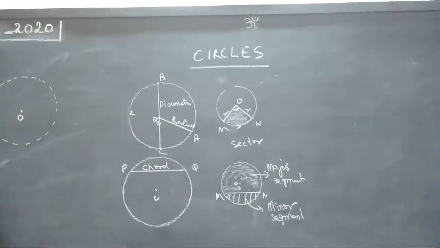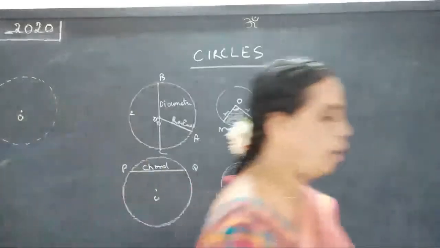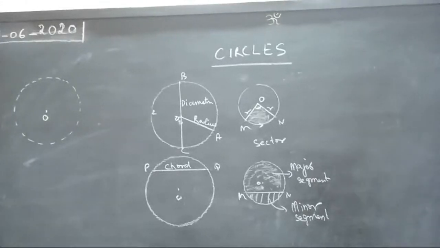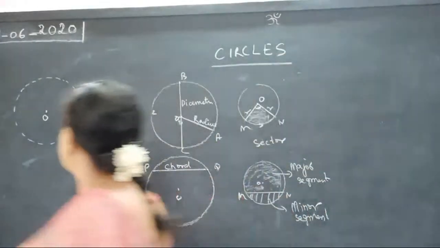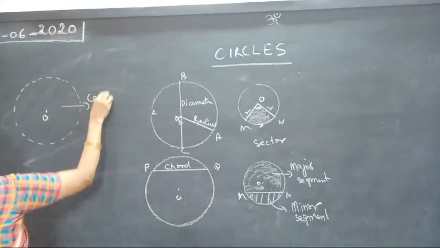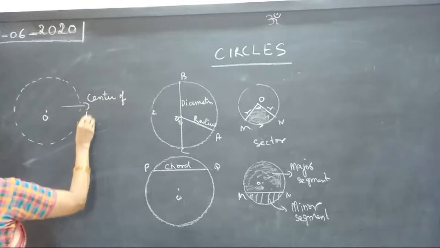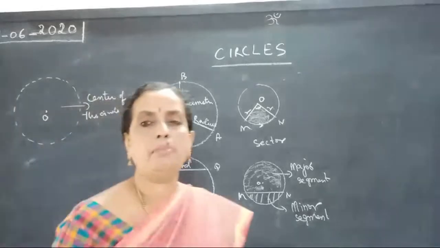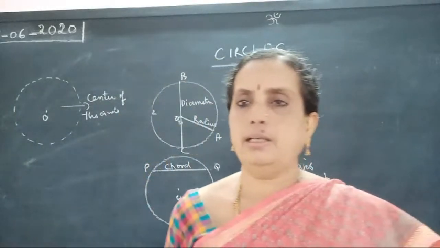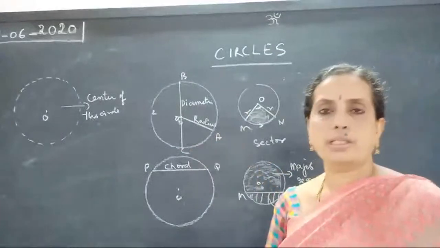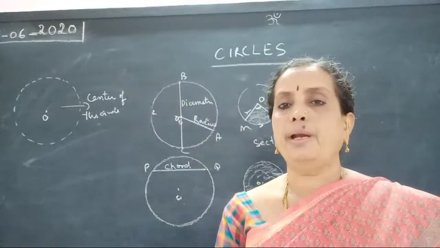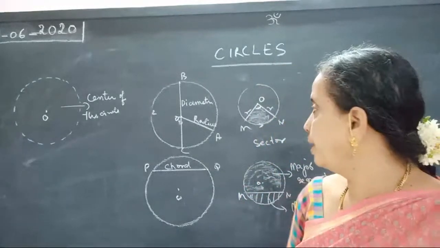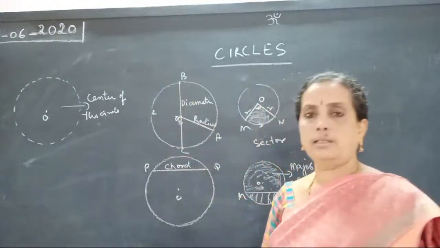First figure, we define a circle. It is a set of points which are equidistant from a fixed point. That fixed point is called the center of the circle. Then, from the center, if you join any point on the circumference of a circle, we call it a radius of a circle. And the line segment passing through the center of the circle from 2 points on the circumference is a diameter of a circle.